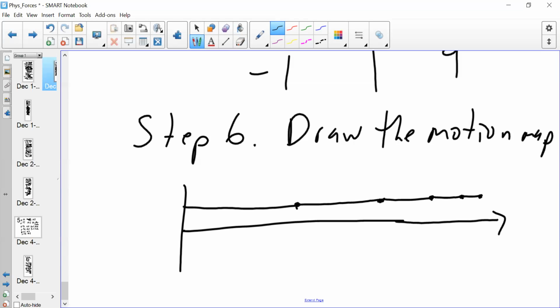You don't have to track those points. You've already depicted that the gaps are getting smaller by the motion map here. So here would be 1 second, 3 seconds, 5, 7, and 9. So that's all you have to do for the motion map part.